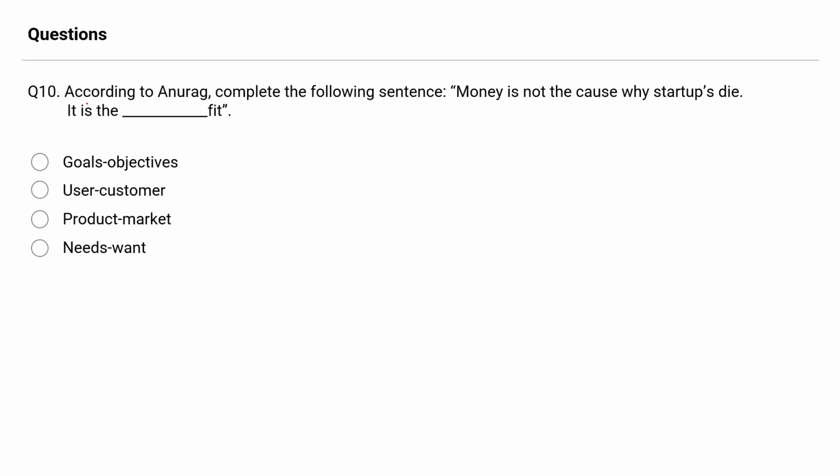Now comes question 10 and the final question of this particular session. According to Anurag, complete the following sentence. Money is not the cause why a startup died. It is the dash fit. Goals and objective. Product market fit. Option C. Product market fit. All right. B is user customer, C is product market fit, and D is needs and want. We have got one vote for product market fit.